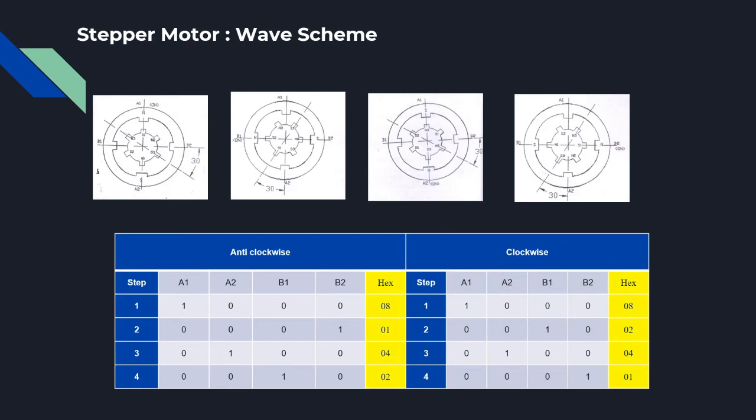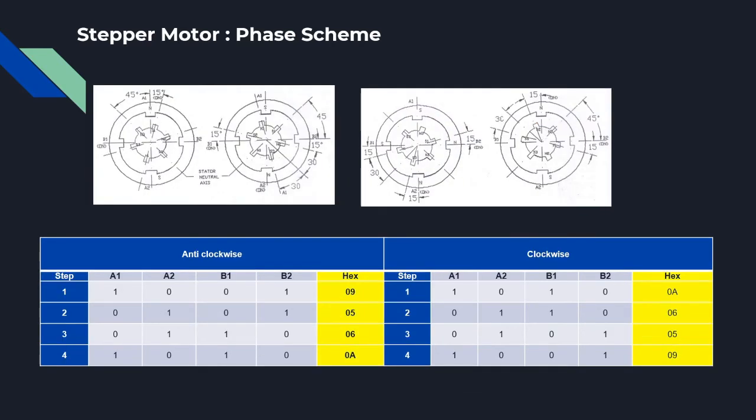So if you want to change the direction of rotation, just reverse the sequence in which you have written this hexadecimal code, right? When you write it in the reverse direction, the motor will start rotating in the reverse direction. This is how stepper motor direction can also be controlled. If you look into the phase scheme, at any point of time, two phases will be energized, right? So the corresponding phases are given as 1, which is energized.